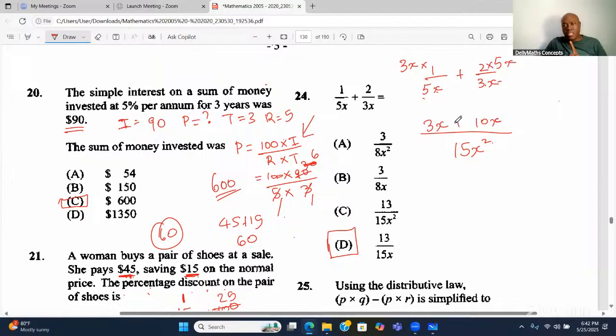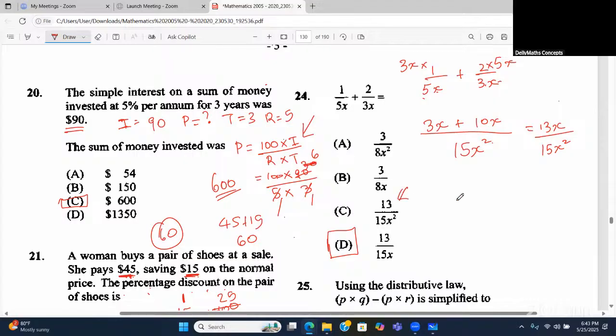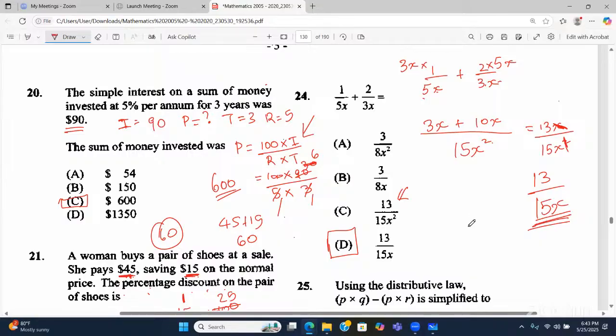Look now, watch this now. You're seeing 13x over 15x squared. And I'm telling you, they don't have that answer. People just overlook it. There's no x here and people overlook it. But look at this now. The x here could cancel this because there's no plus or minus, so you still should have gotten the same answer.